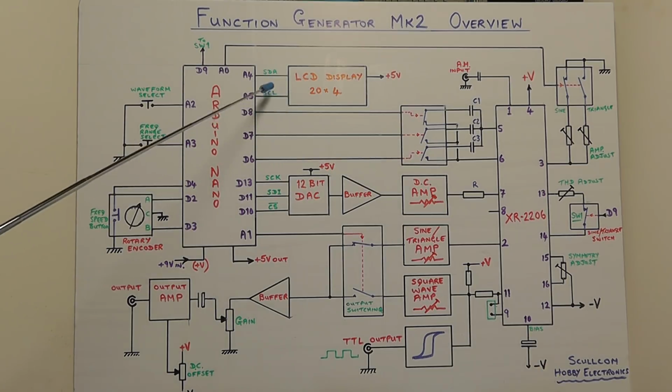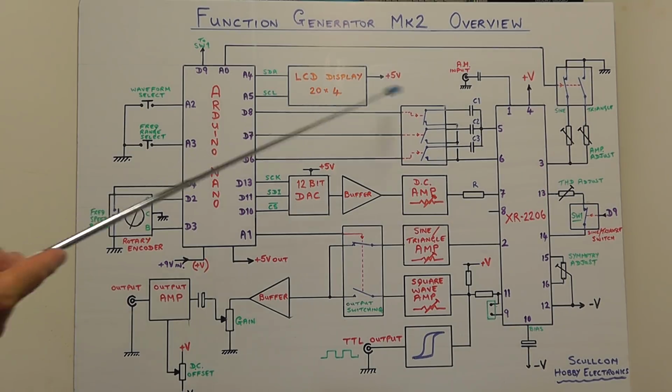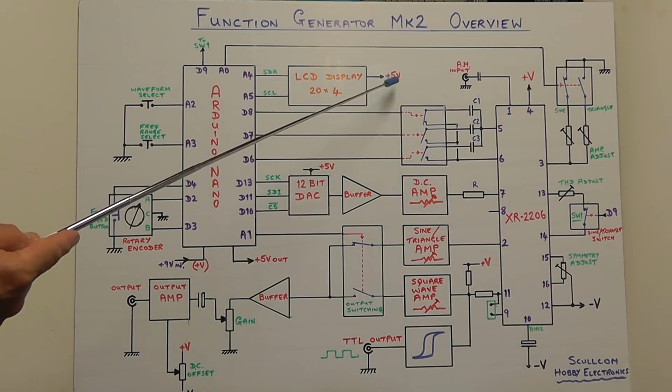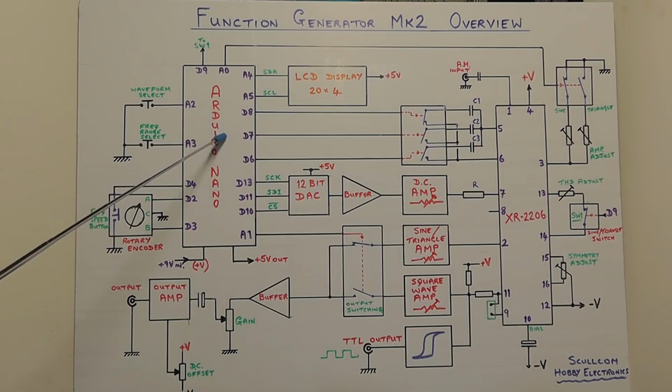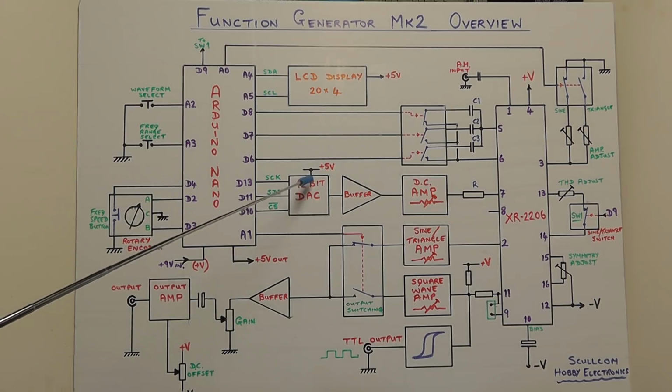We have a display connected via I2C bus to the LCD. It's a 20 by 4 display. That's run from the 5 volt supply. Remember that we're generating the 5 volt supply by taking it from the Arduino Nano regulator, and we're also going to use that 5 volt supply for the DAC and the other logic circuits.